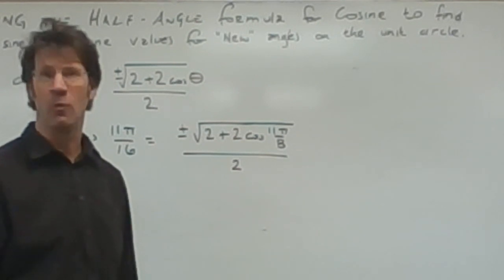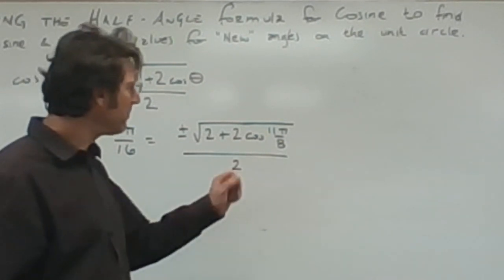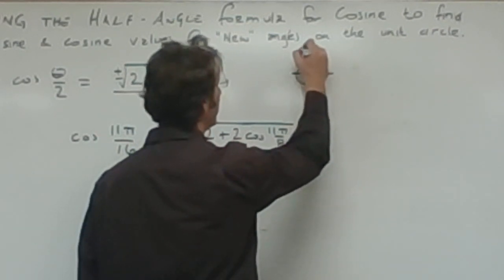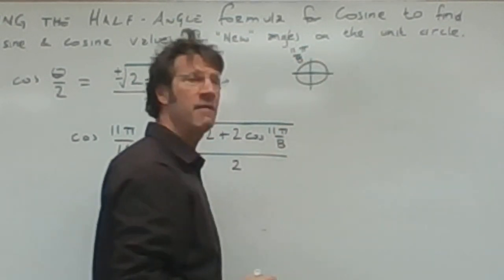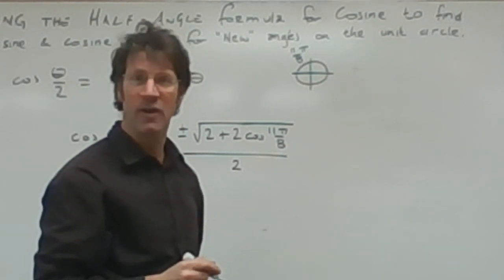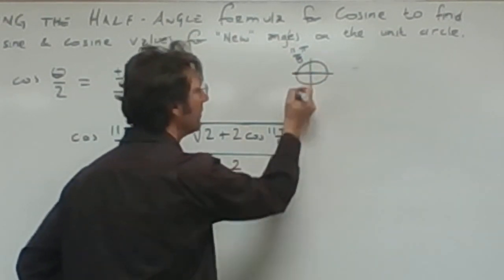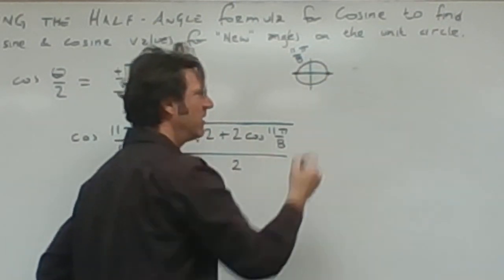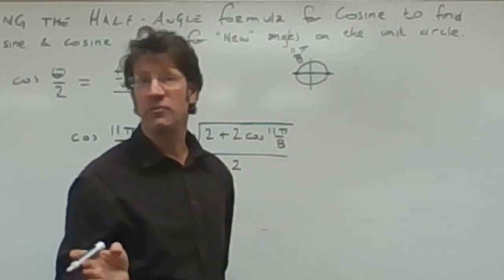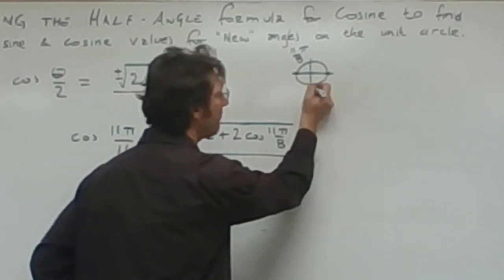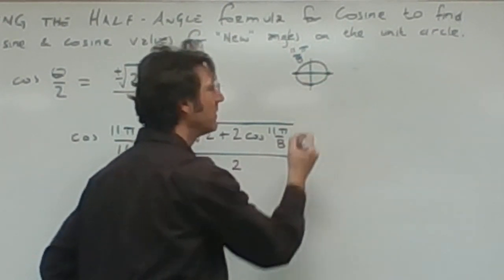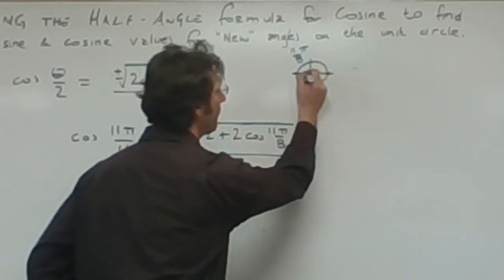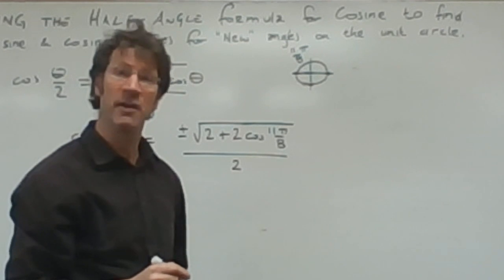And that's why it was important to watch the last video. 11 pi over 8, let's think about. I'm going to write 11 pi over 8 up here so I know what I'm looking for. We've divided pi into 8 parts. So there's 8 of those 8 parts, there's 16 of them. Right between 8 and 16 is 12. So there's 12 pi over 8, which means 11 pi over 8 is over here somewhere. The cosine of 11 pi over 8 is a small negative number.